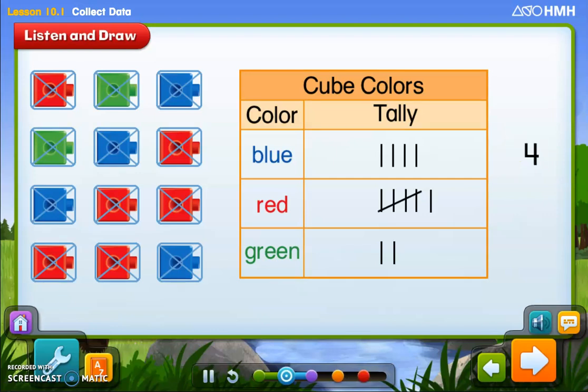There are 4 blue cubes. There is a set of 5 tallies in the red row, plus 1 more tally. There are 6 red cubes. There is 1 more row to count and record. There are 2 green cubes.